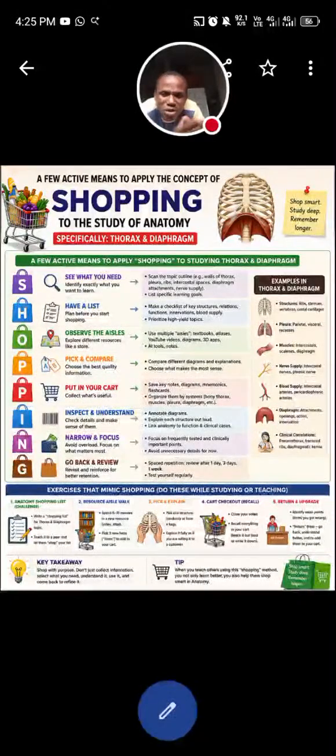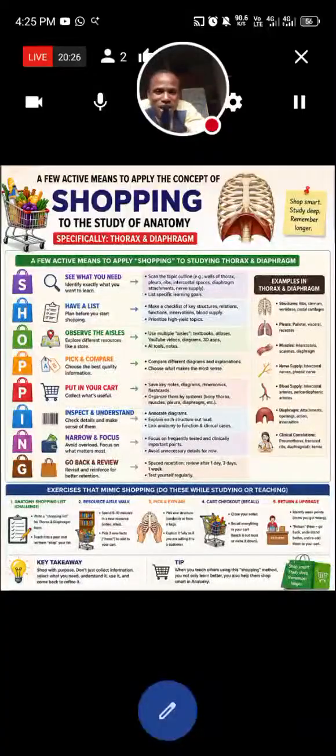Then you narrow your focus, you avoid overload. There are a lot of things in the material, but we pick just the basic ones, and then you go back and review. They said revisit and reinforce for better reflection. Are you seeing it now? So we are going to be looking at that. So let's see how to put this into practice.